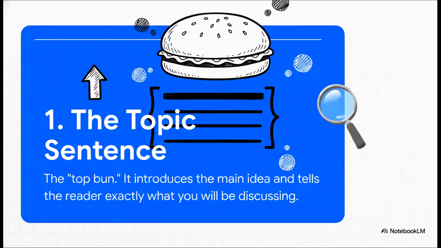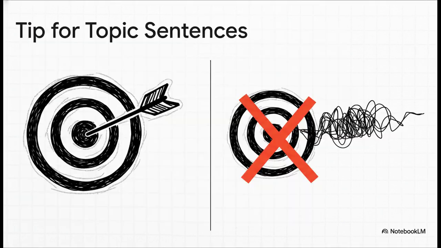First up, you've got your topic sentence. This is the top bun. It's the very first thing your reader sees, and its entire job is to introduce the one big idea of the paragraph. It's basically telling your reader, hey, this is what we're talking about right now. Now here's a huge tip for that top bun. Keep it simple. Be super direct. Your only goal here is to state your main point. That's it. Don't add any extra details or fluff. Save all that good stuff for later.